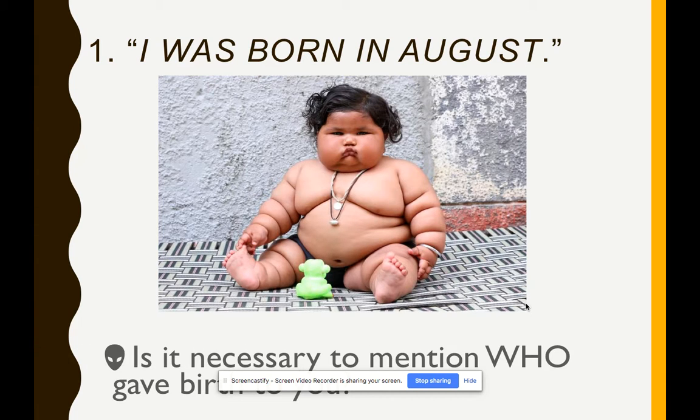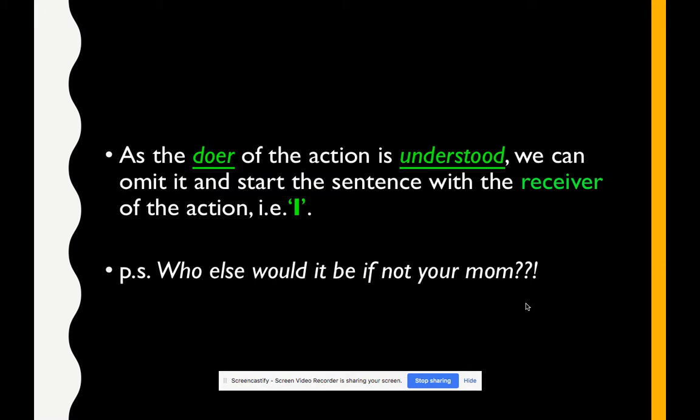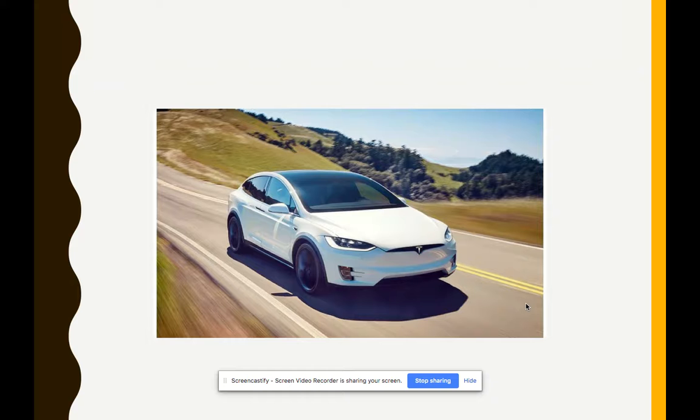Is it necessary to mention who gave birth to the boy when he said I was born in August? The answer is obviously no, because who else would it be if it's not his mom? Okay, so that explains the first function: when the doer of the action is understood, everybody knows it and therefore we don't have to say it. It's not important to say it. Okay, so we just start with the action receiver, which is the I in the sentence.